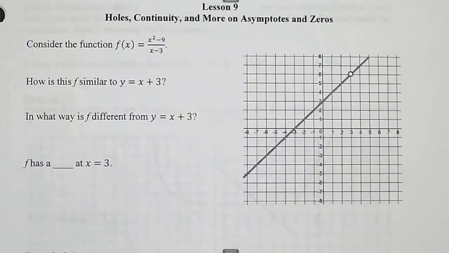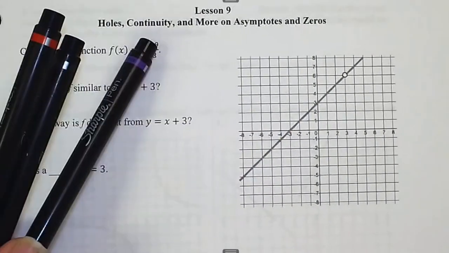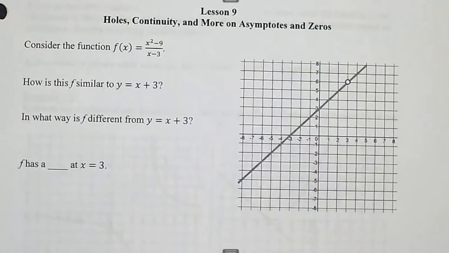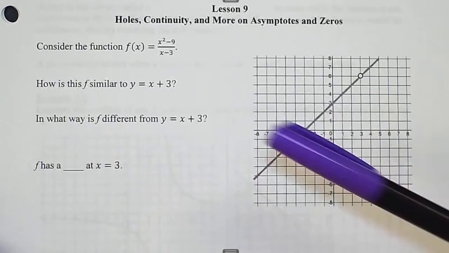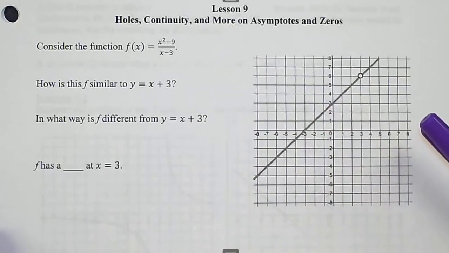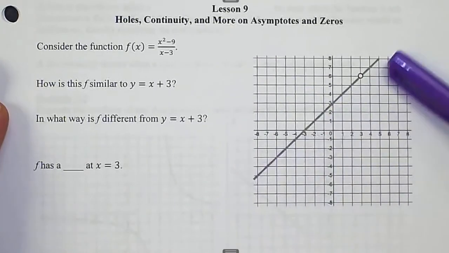All right, so today we're going to look at some more stuff about rational functions. We're going to look really closely at holes today. We'll continue our discussion about continuity and asymptotes and zeros as well. So I want you to consider the function x squared minus 9 over x minus 3. I've got it graphed here for you.